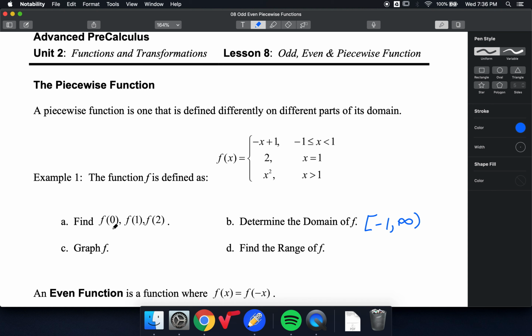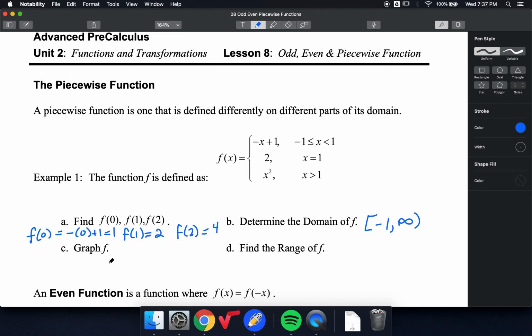So let's figure out what f of 0 is. F of 0, well, 0 is in between -1 and 1, so I'm going to use this definition. So f of 0 is going to be negative times 0 plus 1, which is 1. F of 1, well, now I want to look where my 1 is being used in the domain, and that's for 2. So that's just going to be equal to 2. And now f of 2, I'm going to look at this function because 2 is greater than 1. So then I'll get 4 because of the 2 squared.